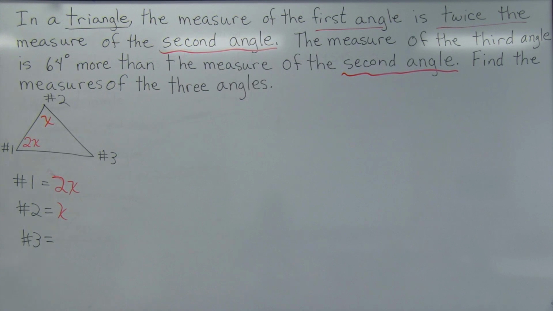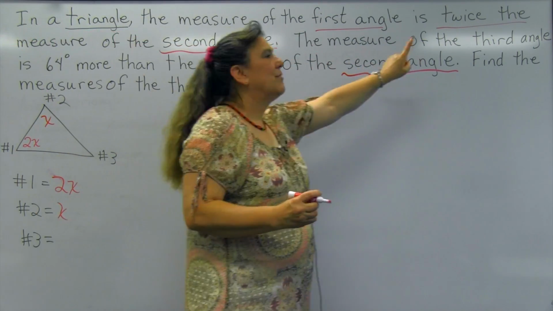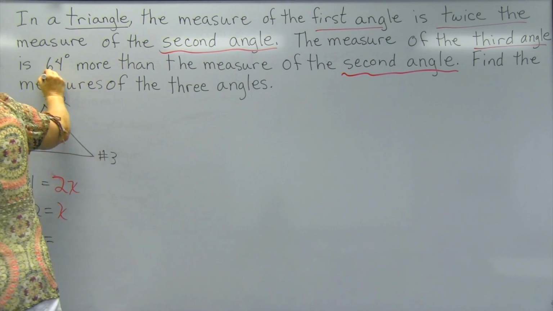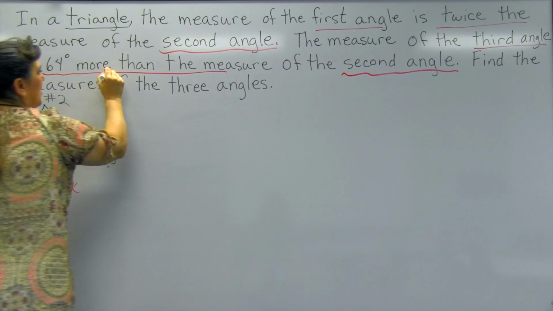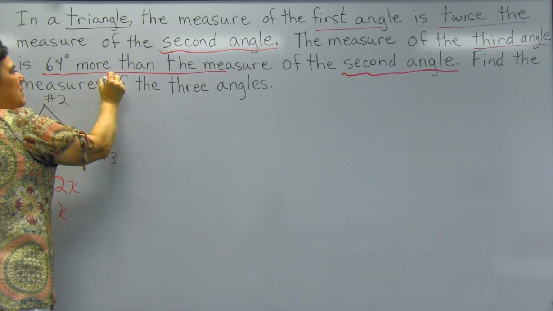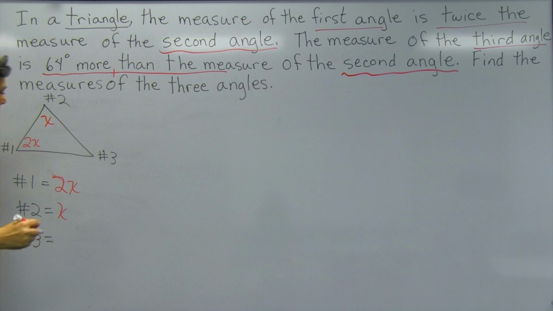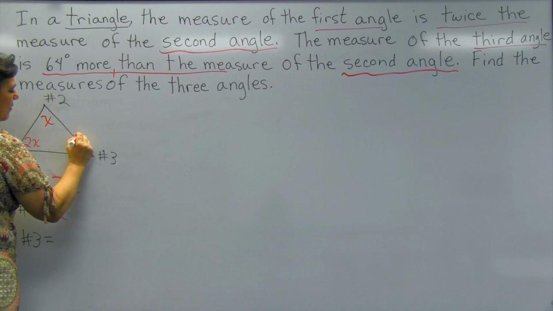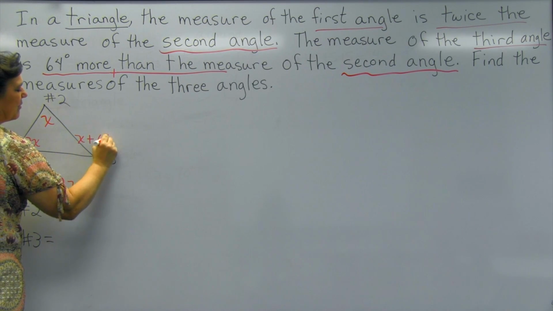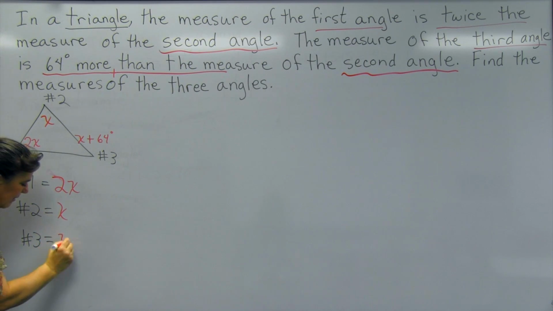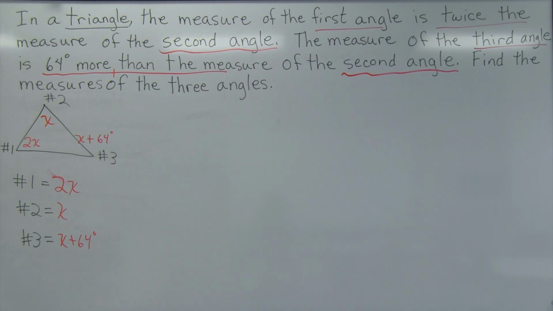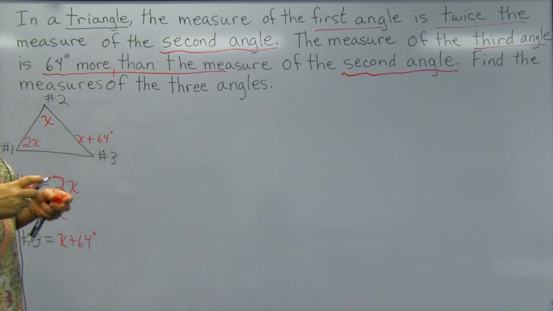Now we only have one more to get labeled, guys. We're almost there. So now let's look at what it says. The measure of the third angle, yeah, that's the one we're looking for, is 64 degrees more than the measure of the second angle. So what does more than mean? Yep, it's that plus. So this one is my second angle, which is right there, plus that 64 degrees that we're told about. So let's label it down here. All right. We have them all labeled. We achieved that step. Good job. Now let's go on and look at the next one.